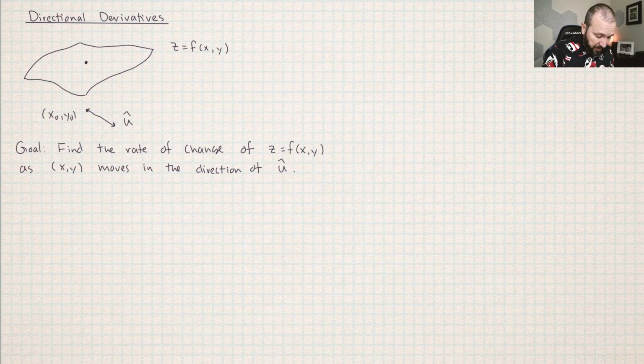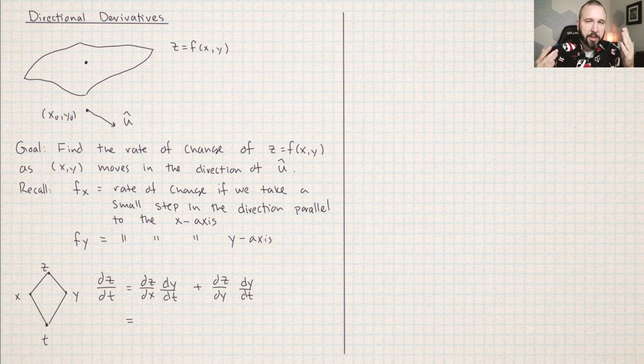You know, if we walk in this direction, maybe we're going to go up the hill. If we walk in this direction, maybe we're just going to go across the hill and the rate of change would be 0. So the goal is, given a direction, if we take a small step in that direction, what happens to the height of the surface?